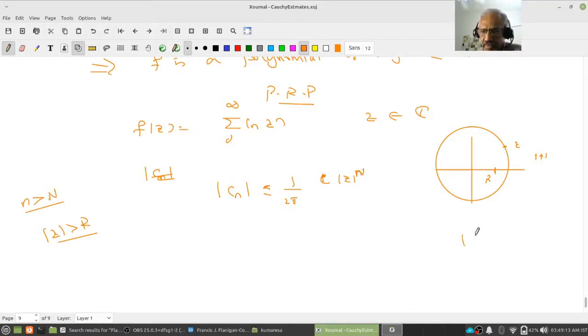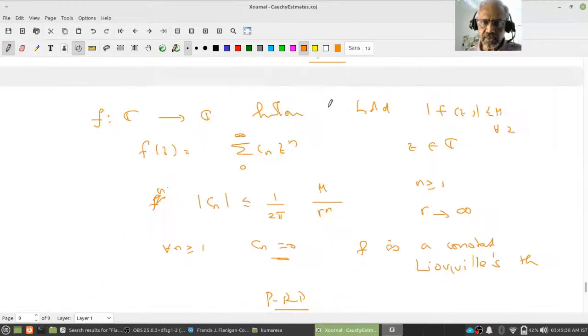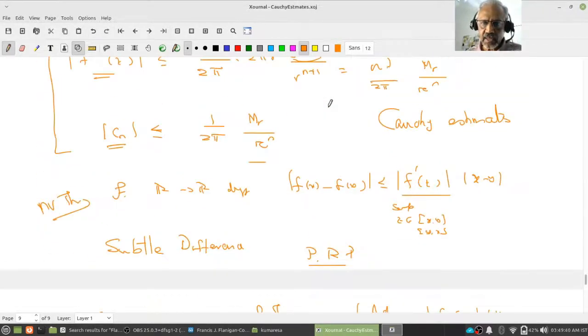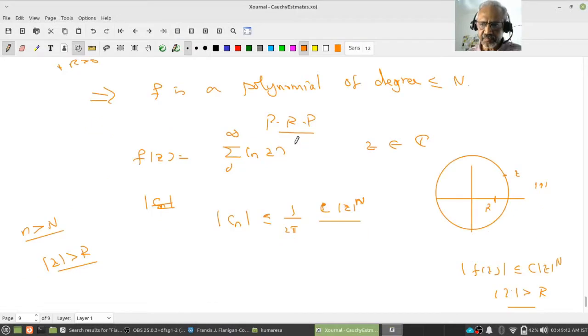Because |f(z)| is less than or equal to C times |z|^n whenever |z| is greater than R, right? Therefore for such z, what do I have? This one. And what is the radius? The radius is, what do I have to do? I have to take r^n, right?